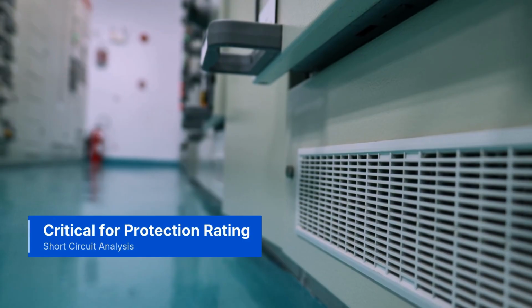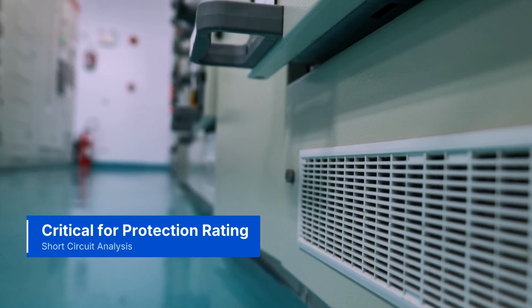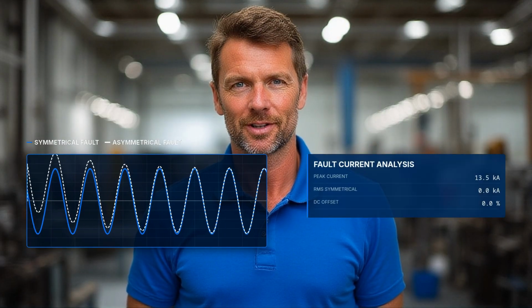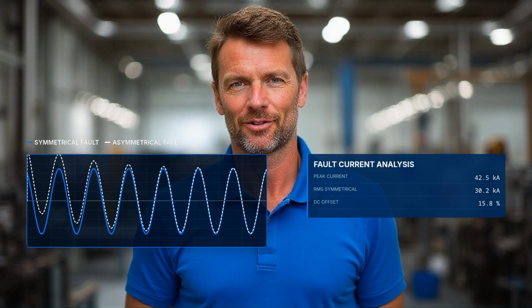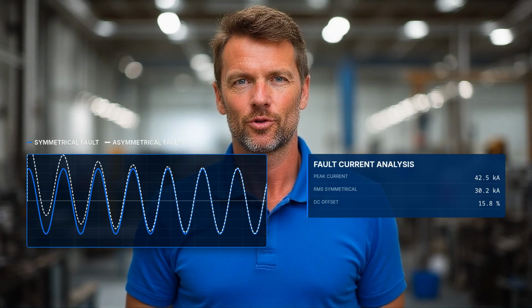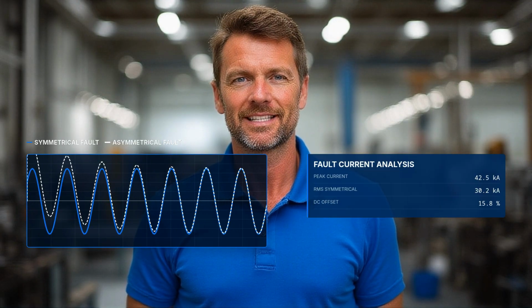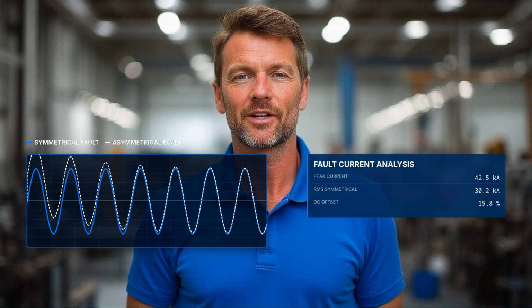This value is critical for selecting properly rated circuit breakers and other protective equipment. The calculator also provides the fault current in both symmetrical and asymmetrical forms, helping engineers ensure their electrical distribution systems can safely interrupt fault conditions without equipment damage.